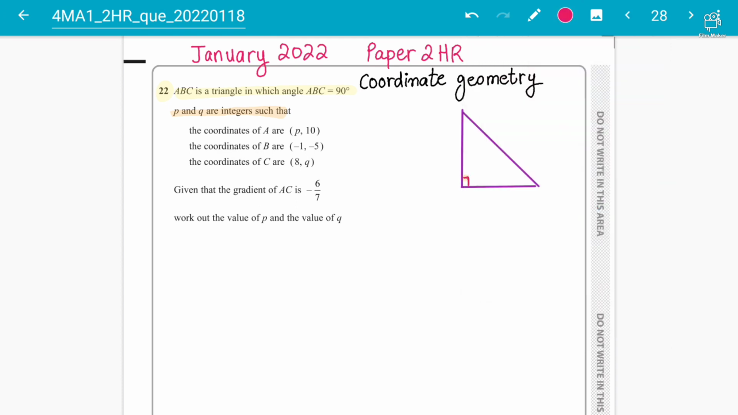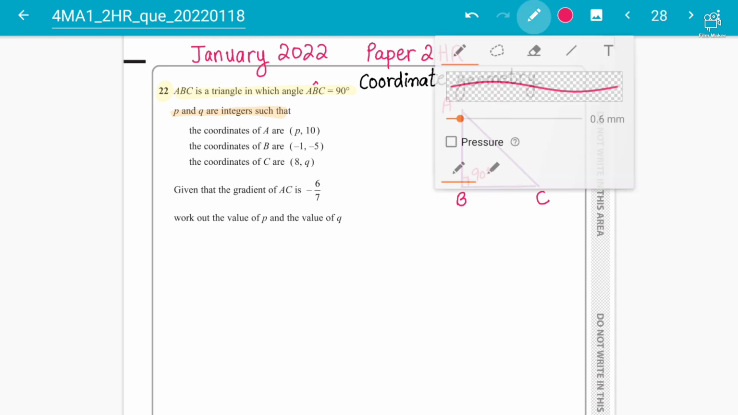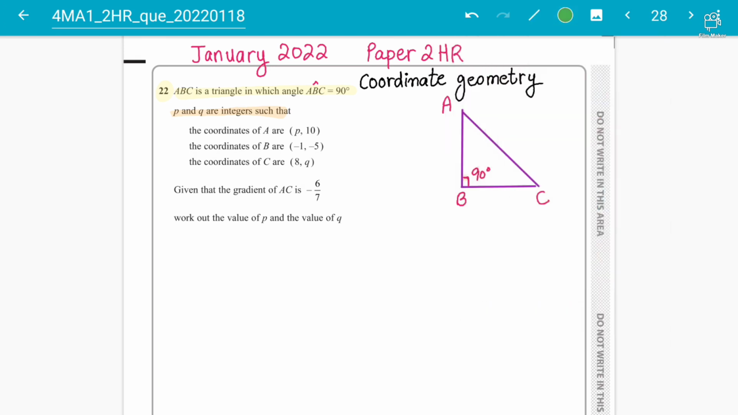So here we go, this is B with 90 degrees, and ABC can be written as A here and C here. Okay students, ABC is a triangle in which angle ABC, which means angle B, is 90 degrees. Hope everyone gets this. Then you have to move forward and work out the value of P and Q.